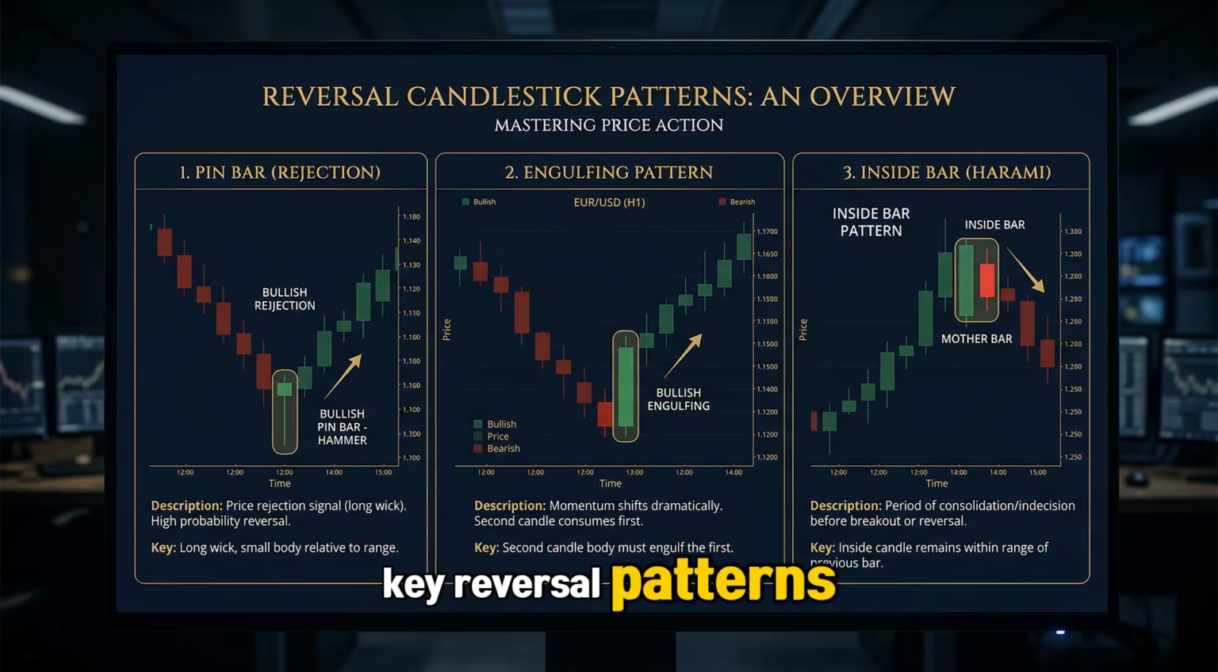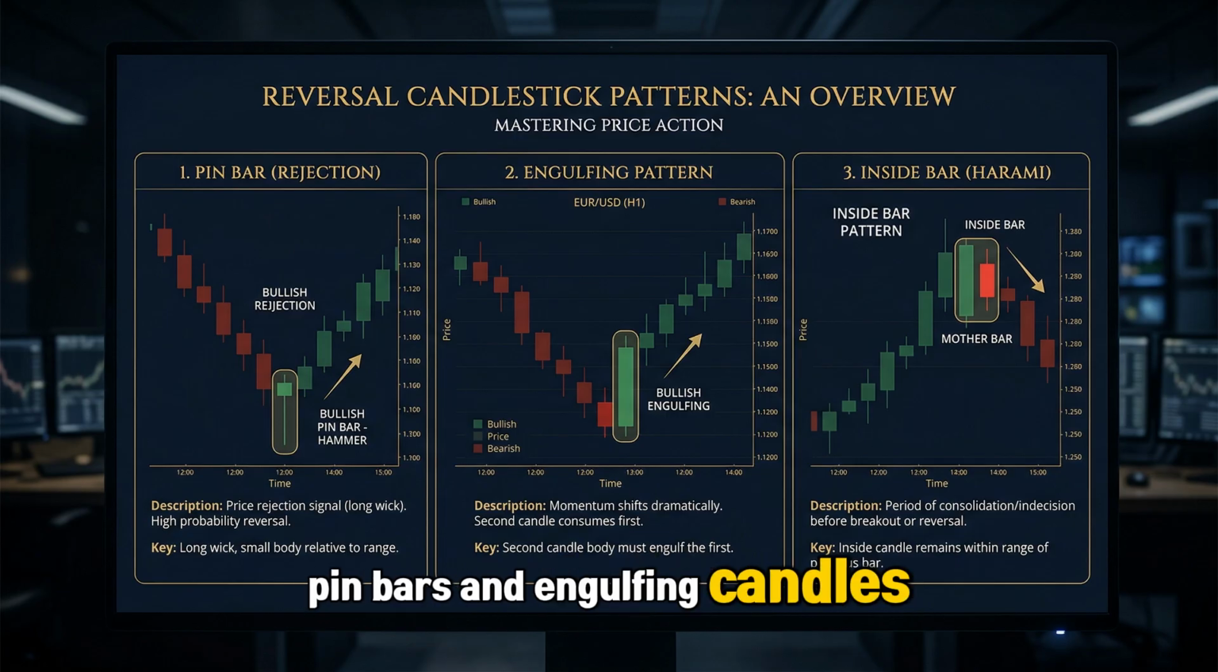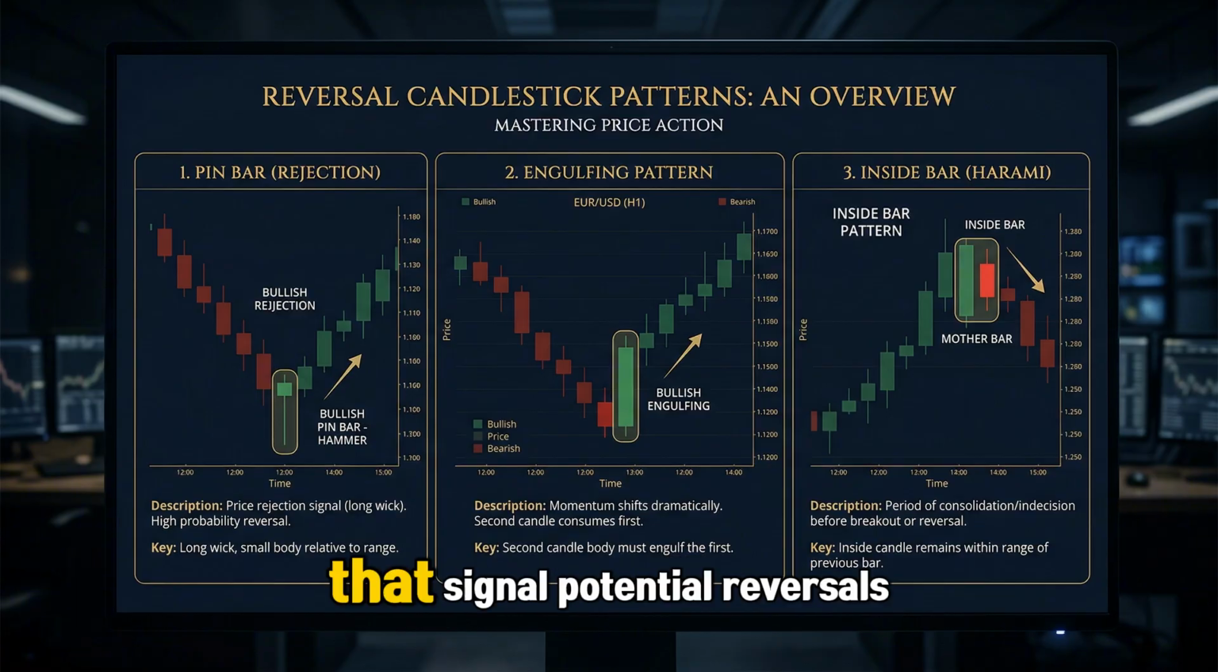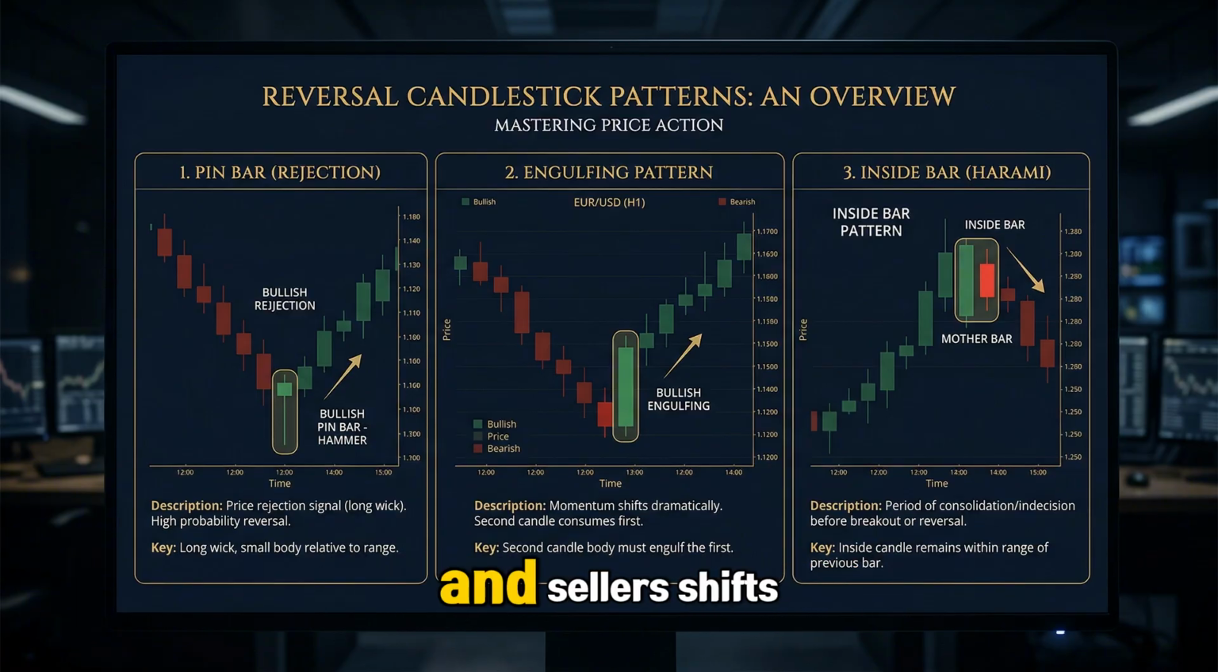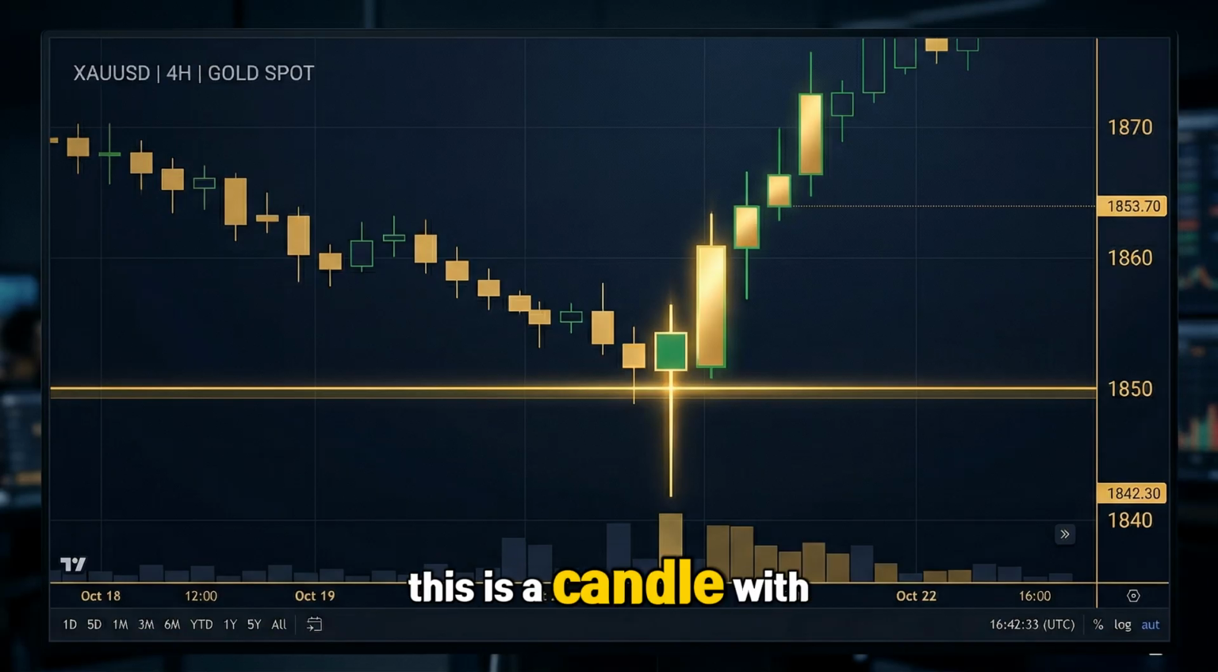Key reversal patterns: pin bars, engulfing candles, inside bars. Now let's talk about specific candlestick patterns that signal potential reversals. These are moments when the balance of power between buyers and sellers shifts and price may be about to change direction. First, the pin bar. This is a candle with a very small body and a long wick on one side.